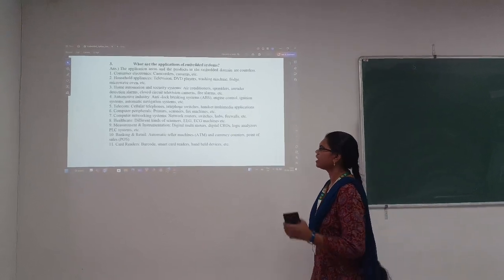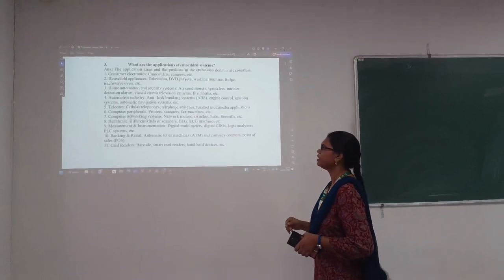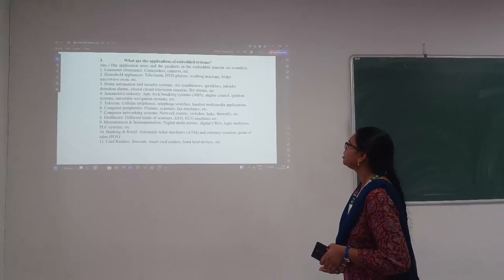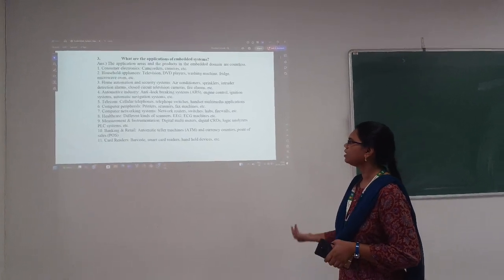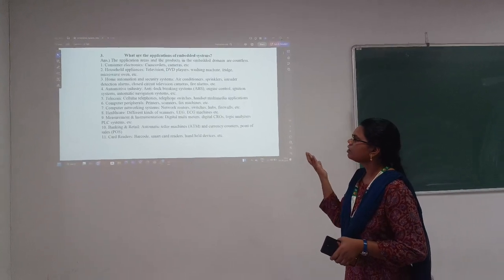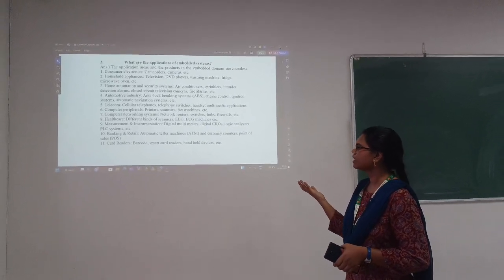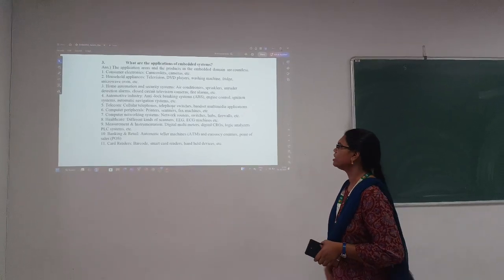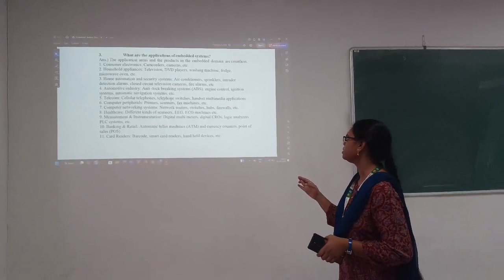And the next application is regarding telecom. Telecom means where we will be using cellular telephones, switches, handsets, multimedia applications. And other examples like computer peripherals we will be using, computer network systems, healthcare where we will be using an ECG, EEG, etc.